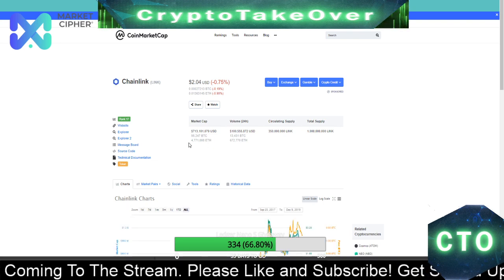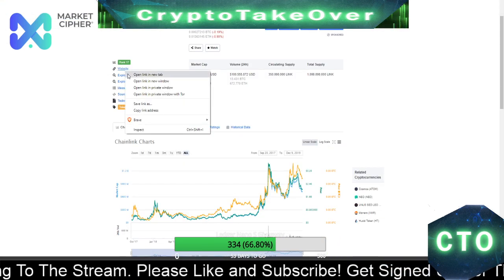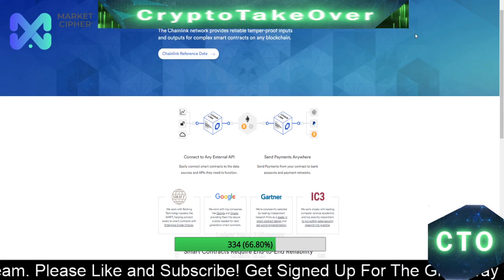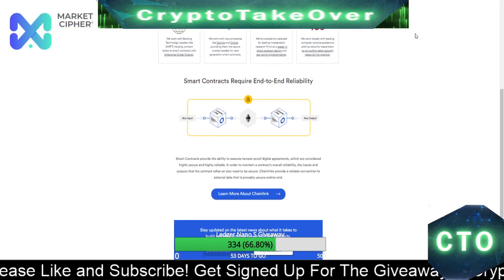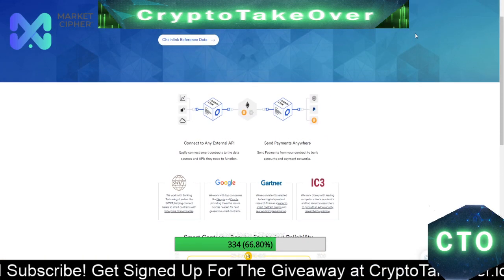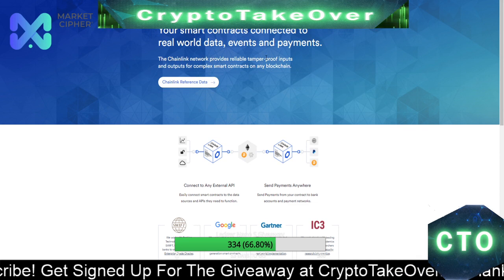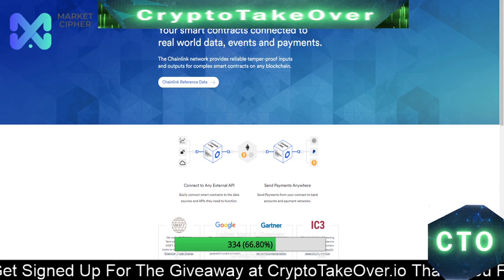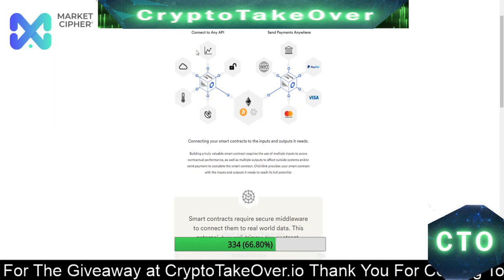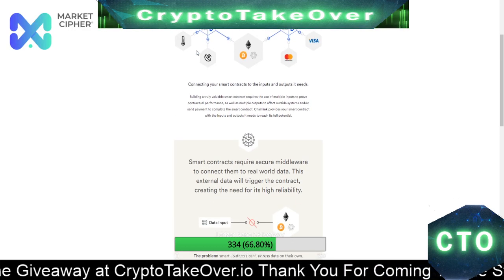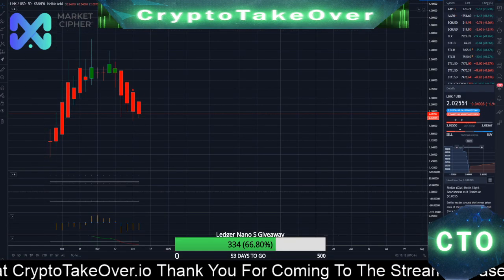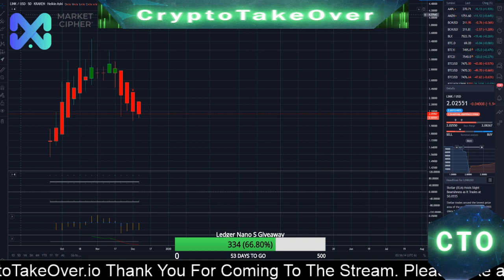To be honest, I don't know if I know a lot about ChainLink. I want to say ChainLink was the platform that had, was it Sphere, something like that? Smart contracts connected to real world data events. Yeah, so I want to say this ChainLink was the one that had the data on a, this is on Kraken. We're actually gonna go to ChainLink.